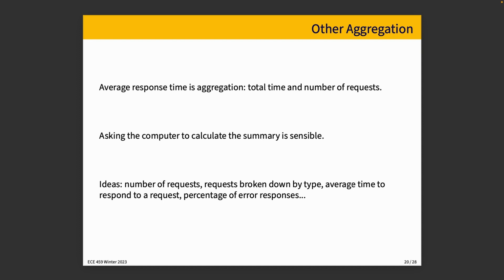Asking the computer to calculate the summary obviously makes sense. It's not super realistic to ask a human to look at 50,000 requests and calculate their average time. It's just kind of inefficient to ask them to do that, and the computer can do it very easily. And some possible ideas, if you wanted to think about some other kinds of aggregate measures: number of requests in total, requests broken down by type, average time to respond to requests, the percentage of requests that return an error response. All of those things are just super quick, off-the-cuff examples of a thing that you could use aggregate measures for.